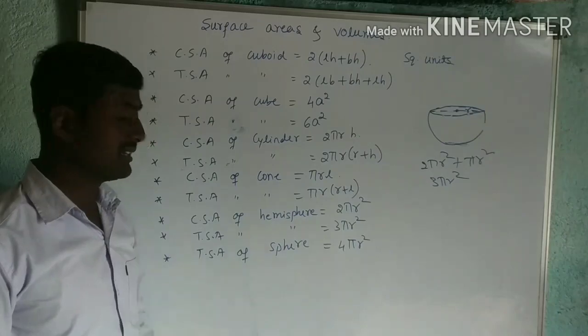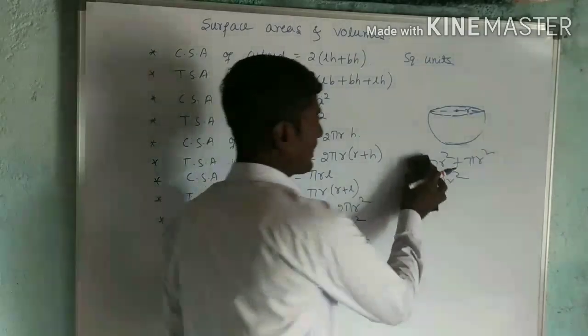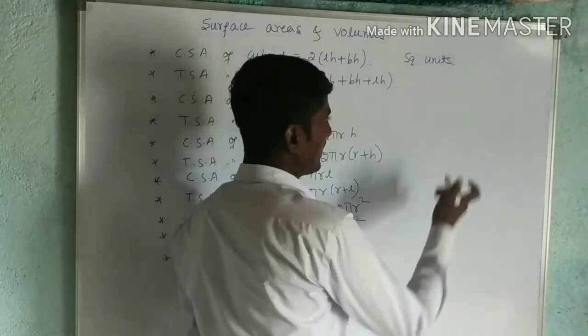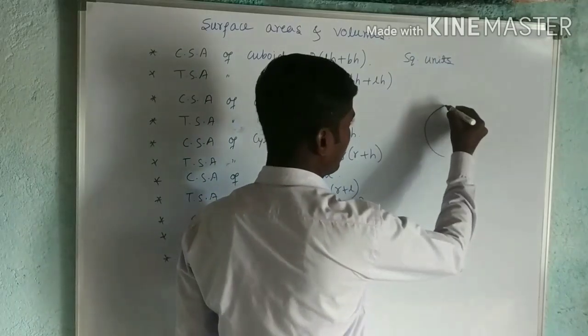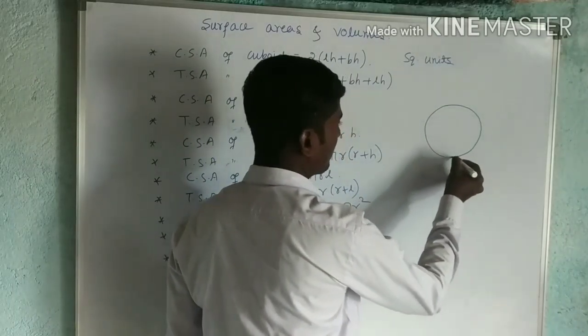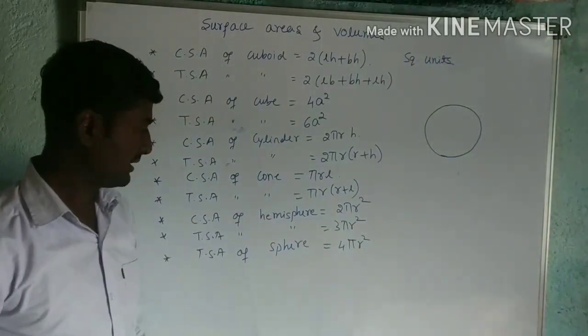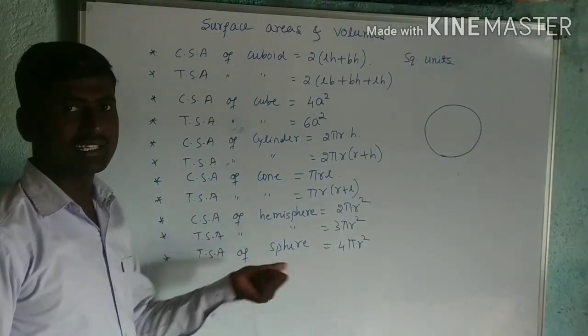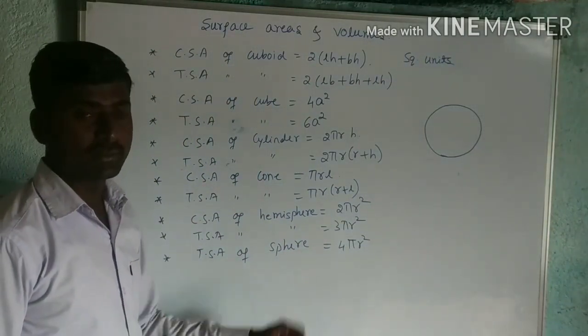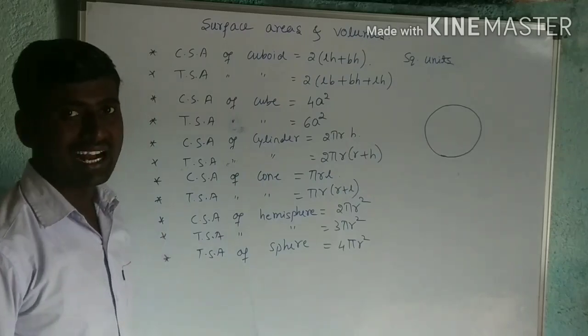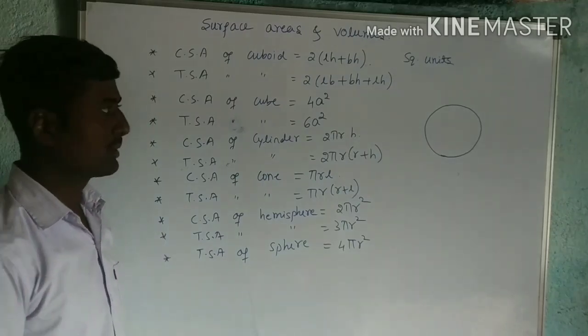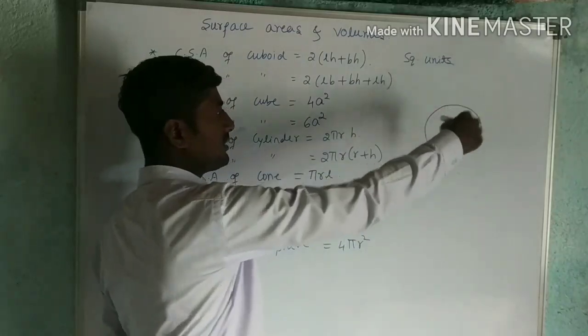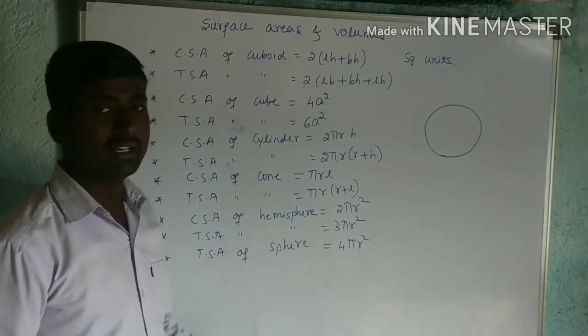Then the last one is only the sphere. So you can take a ball. There you cannot consider CSA or TSA separately. So generally I can say it as surface area of sphere. Instead of saying TSA, you can say directly surface area of sphere, that is 4 pi r square. The best example for this is a ball.